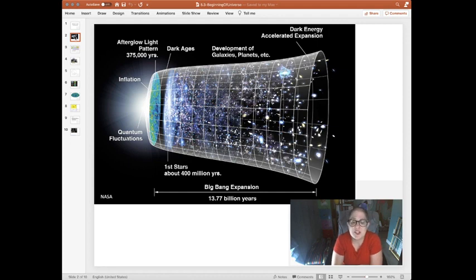So this graphic is showing you time going from left to right, where the size of that cone, I don't know what to call that, shows how the universe expanded and changed with time. 13.77 billion years ago, you have some initial event that gets everything started. Now this part, we're not sure how that works.